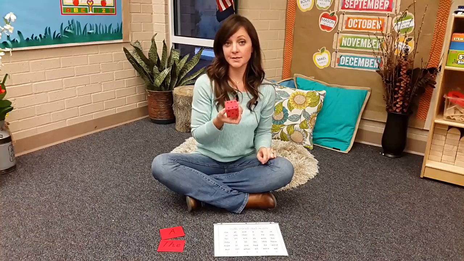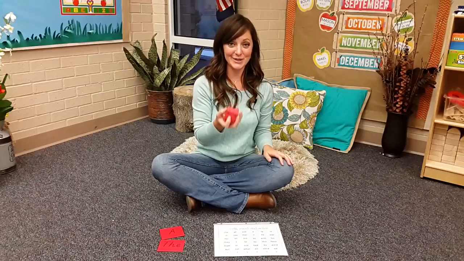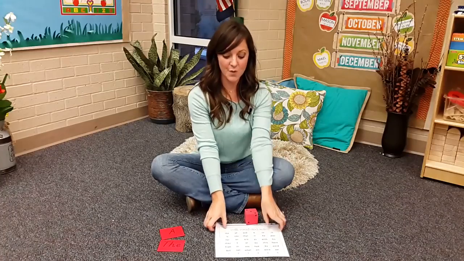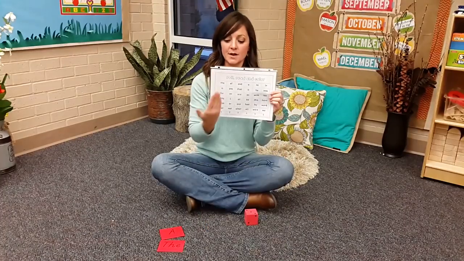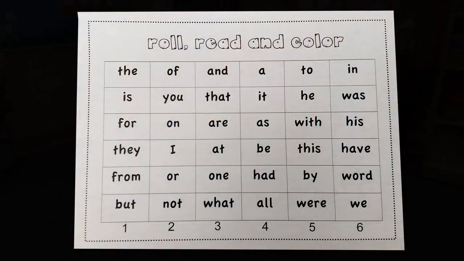I have a simple dice. You can use any kind. My goodness, you could even use a rock and draw the dots on the rock. All they need to do is roll the dice, and I have a form. On my form, there are columns, and in each of those columns are sight words. Of course, you can change and manipulate this sheet to whichever sight words you're working on.